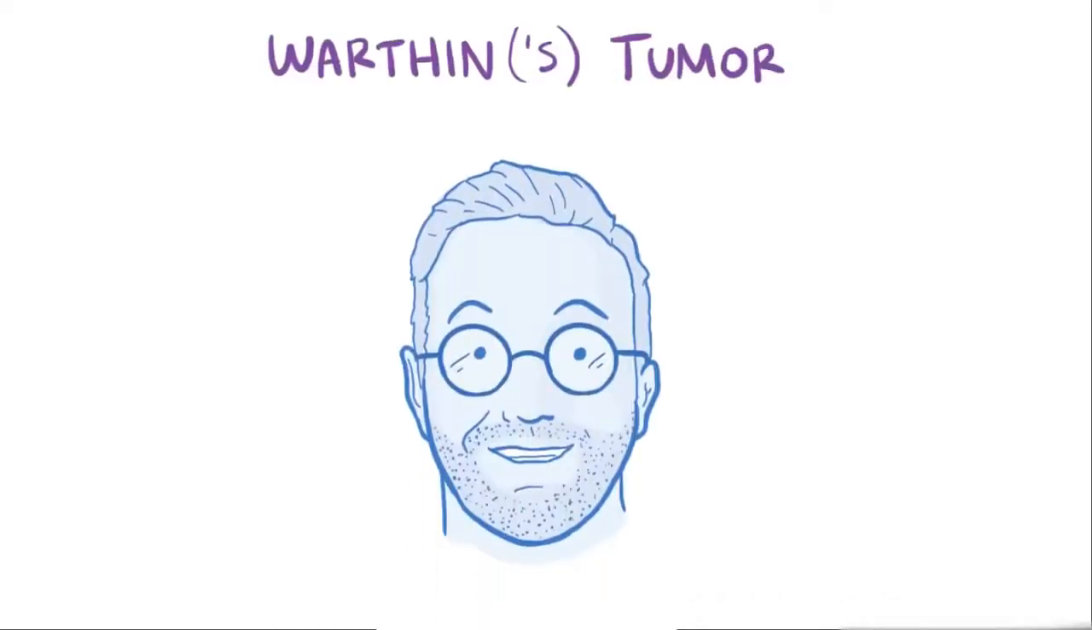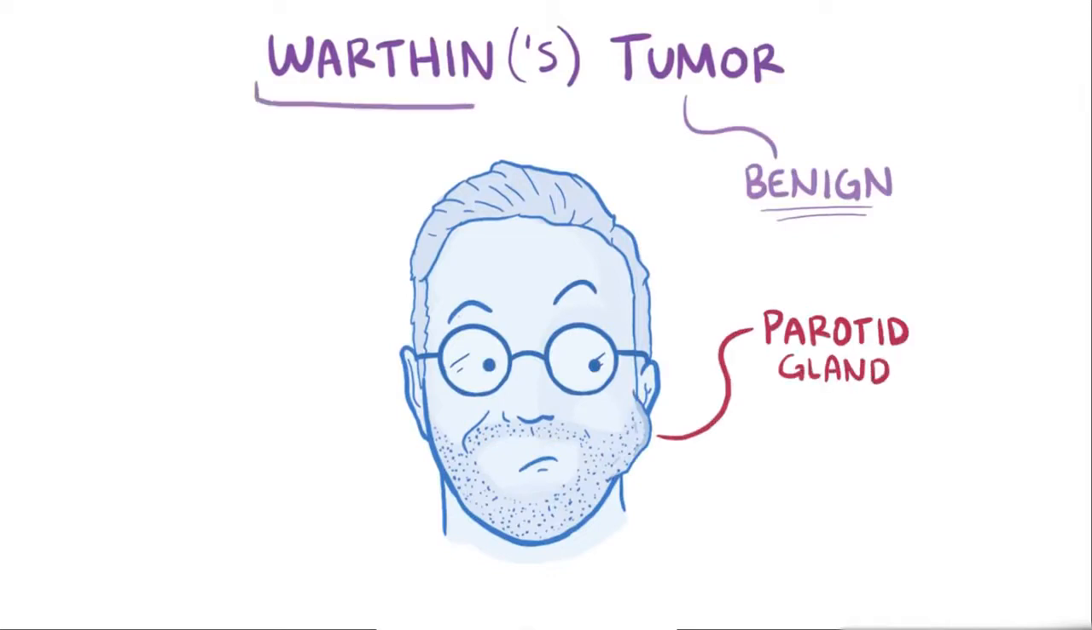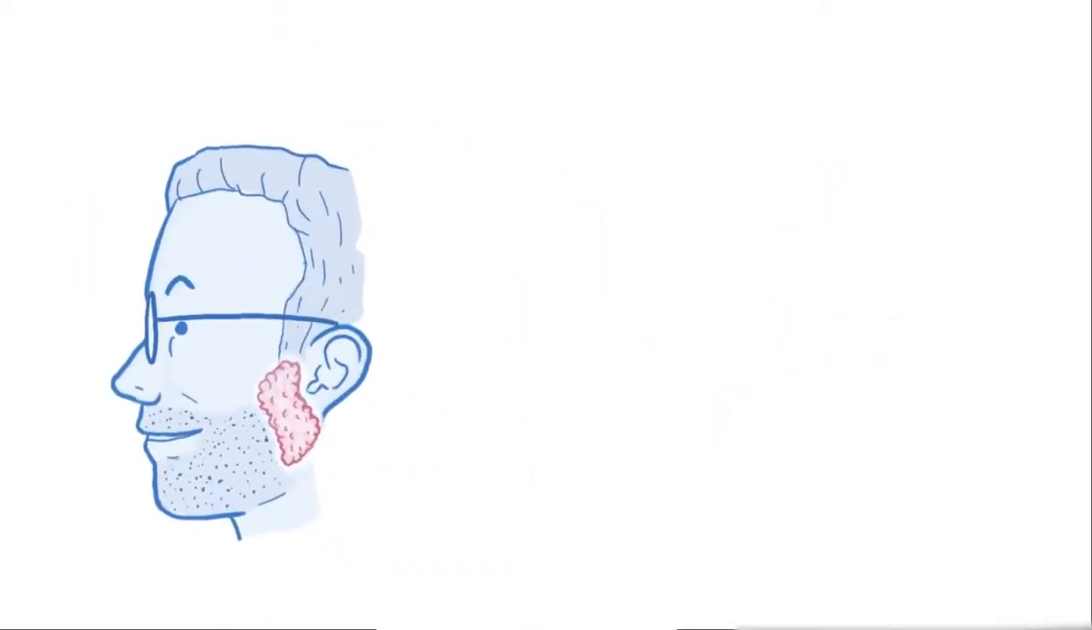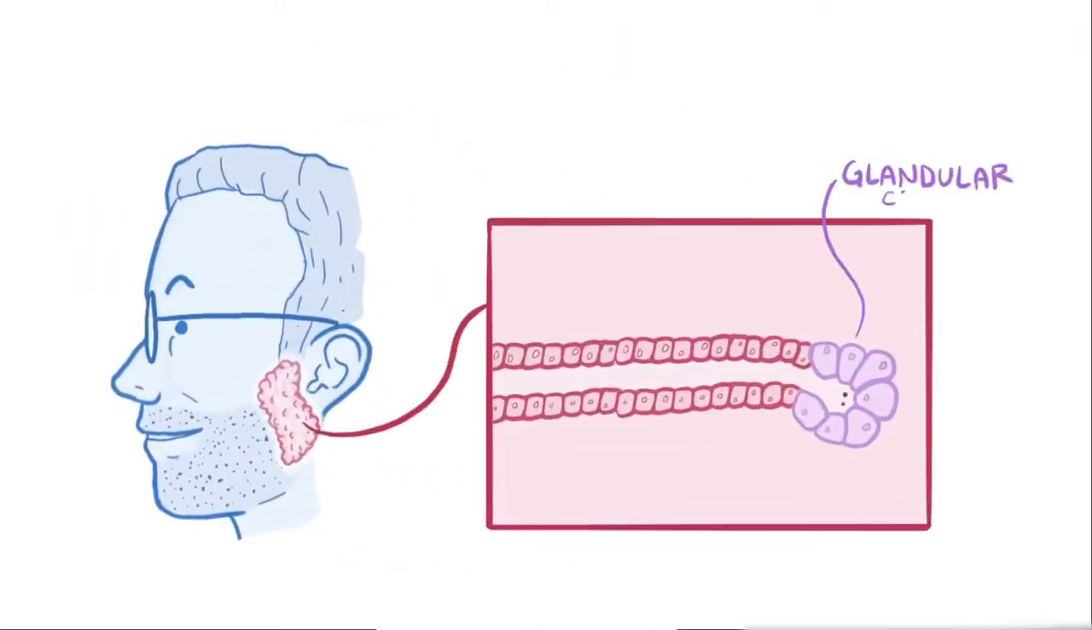Warthin's tumor, or Warthin tumor, is a benign, slow-growing tumor of the parotid gland named for Dr. Eldred Scott Warthin, who was the first pathologist to describe it. Normally, the parotid gland has glandular cells that make enzymes that help to break down food, as well as tiny ducts lined by epithelial cells that carry those enzymes towards the mouth.